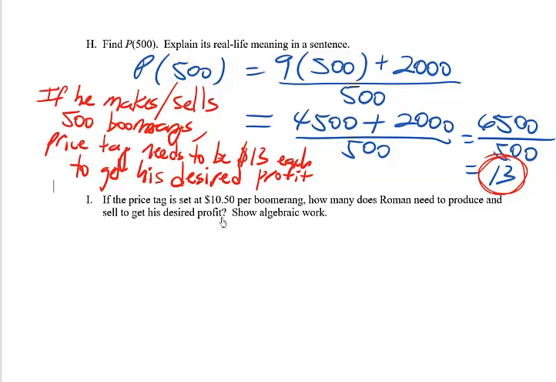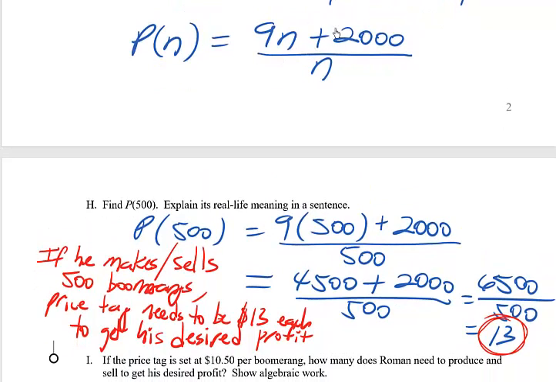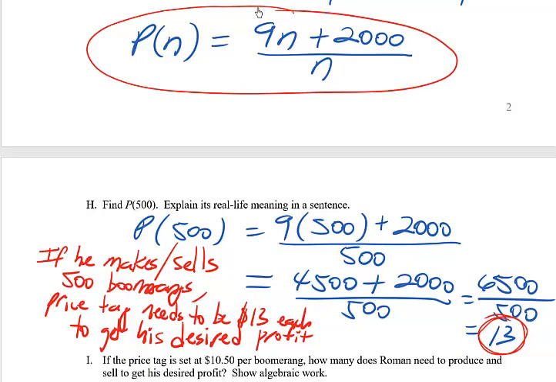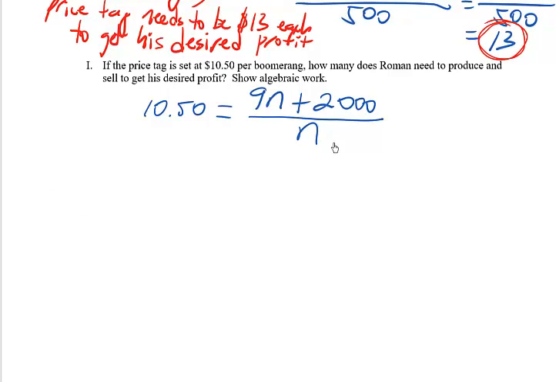That's the question here. How many does he need to make and sell to keep his profit if he's only going to charge $10.50? Well, I just need to go back to that P of n equation, right? P of n, this function is the one that tells me here's the price to use if you are making and selling n boomerangs. Well, we are being given a price of $10.50. I just need to set the price to $10.50 and then solve for n. Let's go ahead and set that up. All right, so here's the equation that we need to solve.